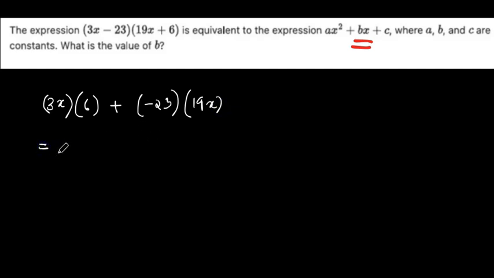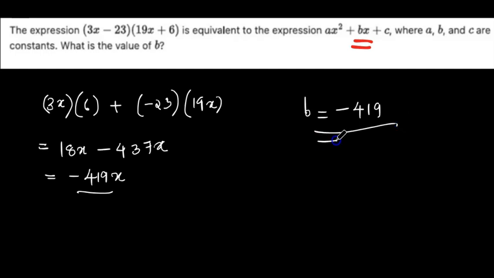So the x term on the left side will be 18x and negative 23 times 19x, which will give me negative 437x. So basically, I'm going to get 18 minus 437, which would give me negative 419x. So the left side coefficient of x is negative 419 and the right side coefficient of x is b. So you can conclude that b is going to be negative 419.